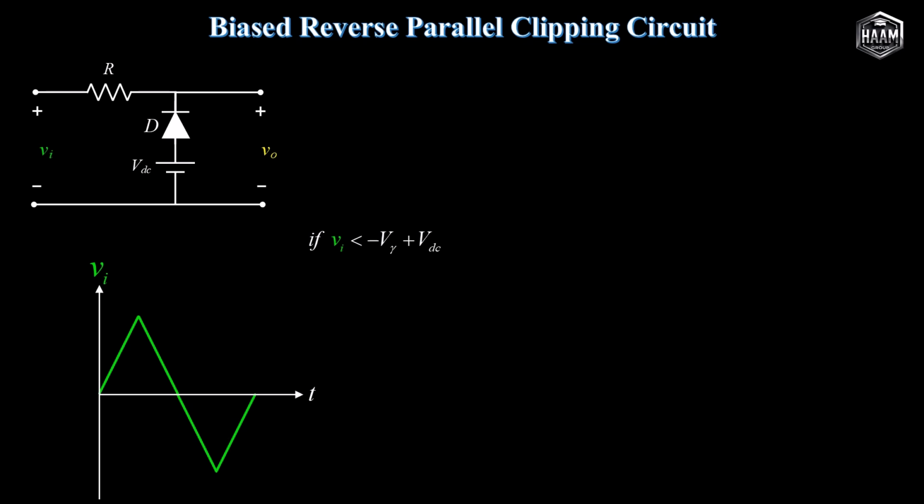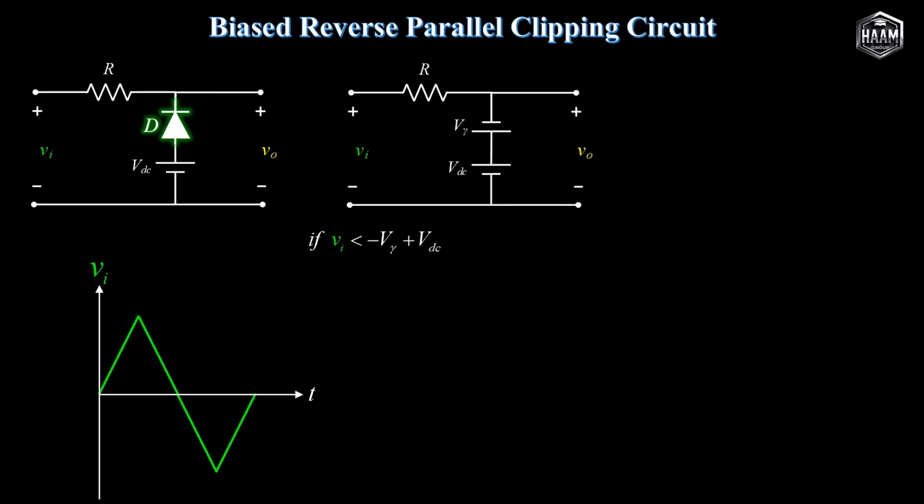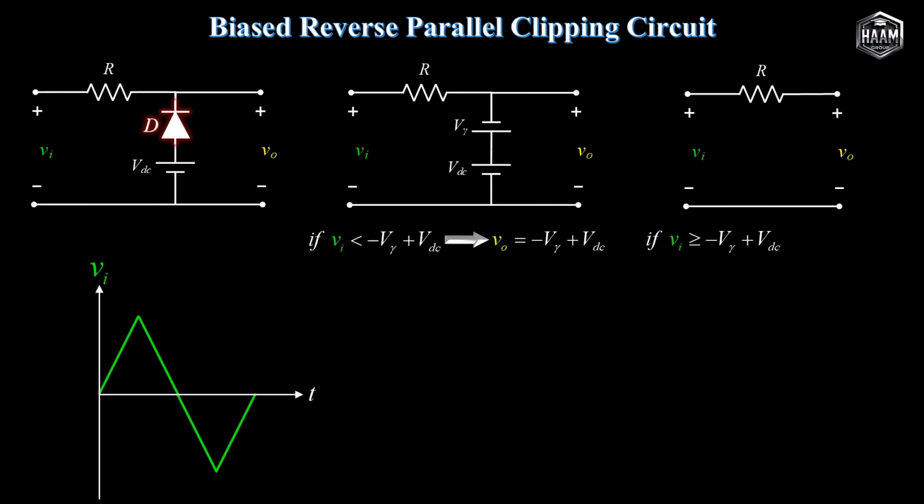When this condition is met, the diode turns on and is replaced by its equivalent voltage source V sub gamma, fixing the output voltage V sub O precisely at V sub DC minus V sub gamma. Conversely, when V sub I is greater than V sub DC minus V sub gamma, the diode turns off, acting as an open circuit. Under this off state, zero loop current flows, causing V sub O to track V sub I directly.